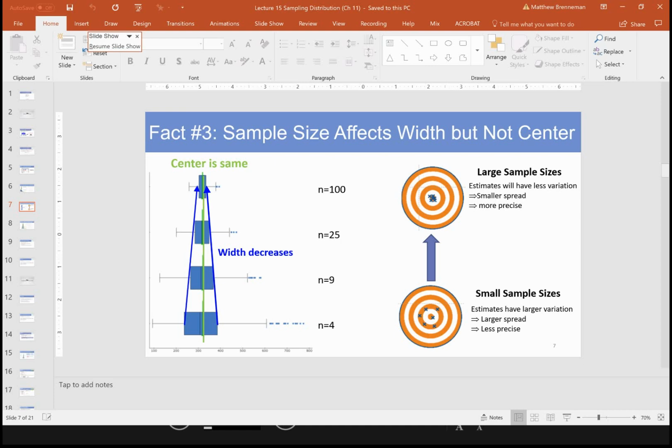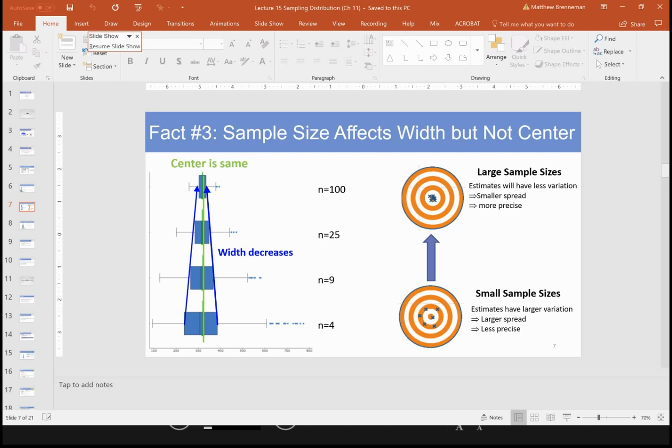This is a legitimate measure of the spread for any distribution. And you can see that this spread is definitely going down. This really shouldn't surprise anybody, right? Because what did we say when we talked about sampling? We said two things affect sampling. First of all, the sampling method.